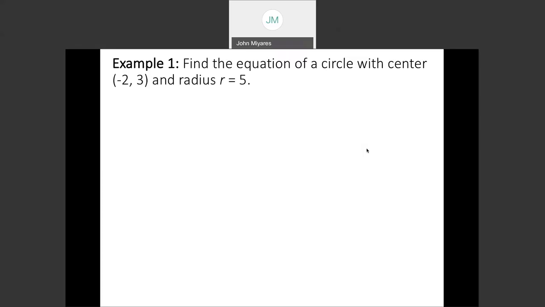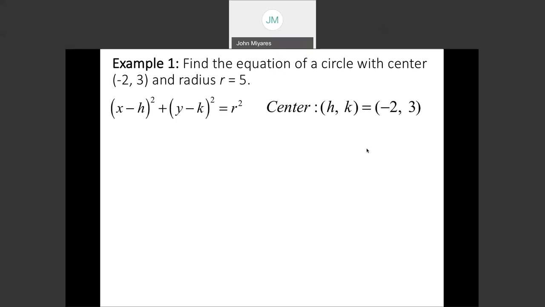Here's the first example. Find the equation of a circle with center point at -2, 3 with radius 5. The first step in finding the equation of this circle is to write down the general equation in standard form. X minus h all squared plus y minus k all squared equals r squared.